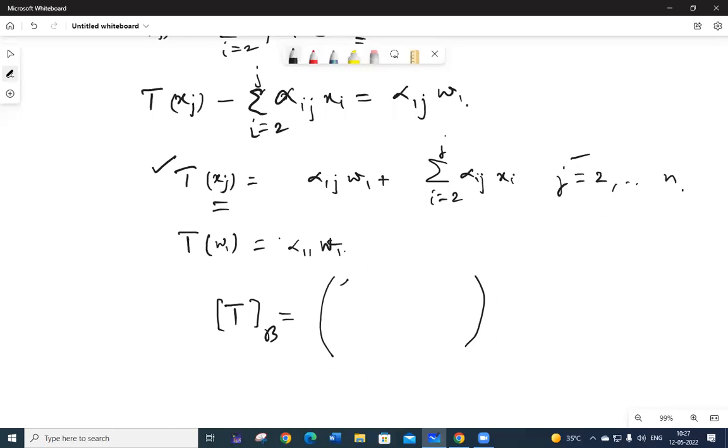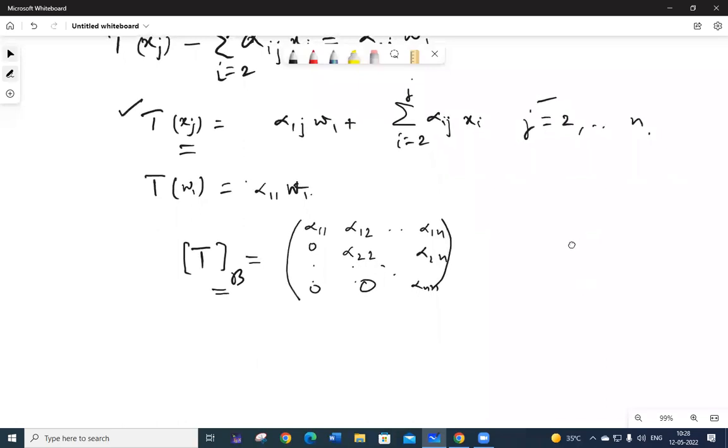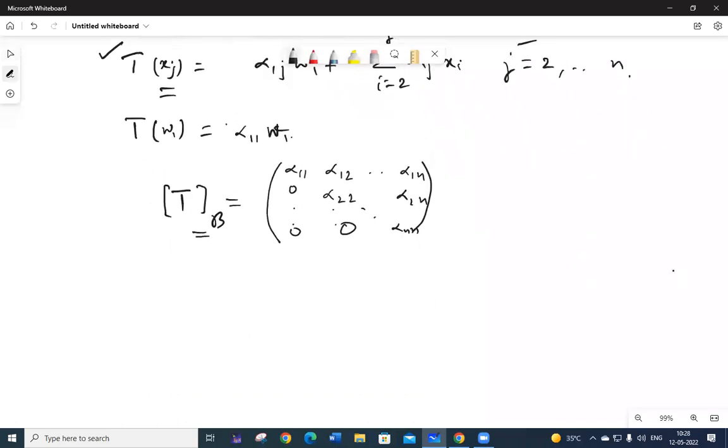It's alpha_11, alpha_12, ..., alpha_1n. Yeah, very good. Then alpha_22, and so on. This is the same matrix as that of T cap. So this way you are getting alpha_nn, and these are zeros. This means T is triangular. This is what I wanted. This completes the proof.